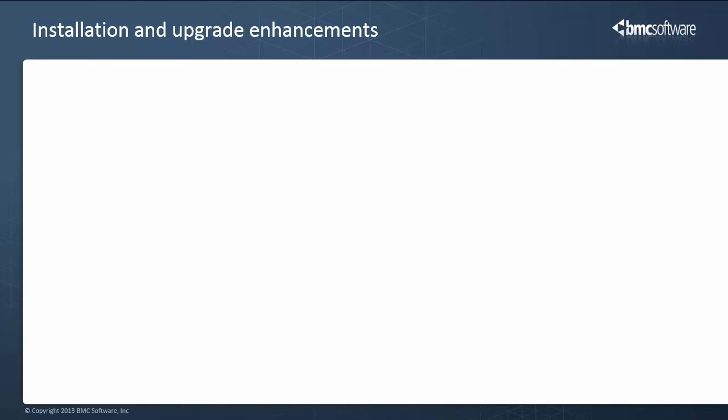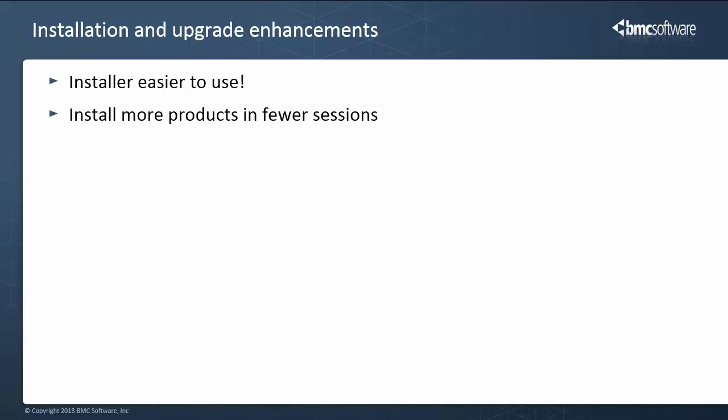4.0 introduced numerous improvements to the installer program. It's much easier to use and more robust. You now can install more products in fewer sessions, thus reducing the possibility of introducing any kind of user error. In a new installation, you can select multiple products, install as many products as you can, and then exit the installer if you need to. You can resume installation later without confusing the installer.